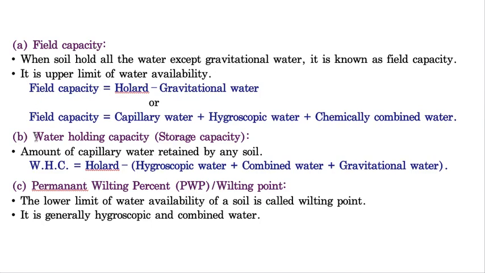Whereas the next one is water holding capacity, which is also called storage capacity. The amount of capillary water present in the soil is called water holding capacity. Whereas the last one, which is not very important, just for your general understanding I'm telling you, is permanent wilting percentage. The lower limit of water availability of a soil is called the wilting point, which generally includes hygroscopic and also chemically combined water.